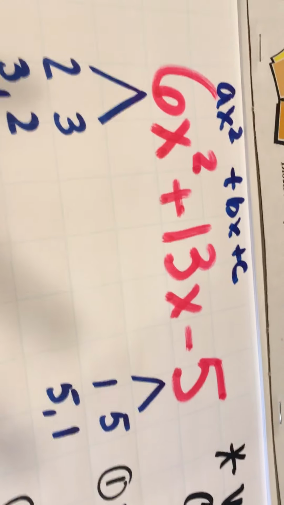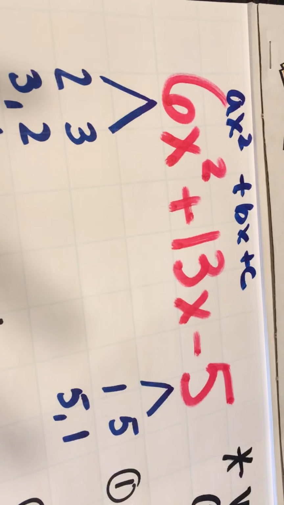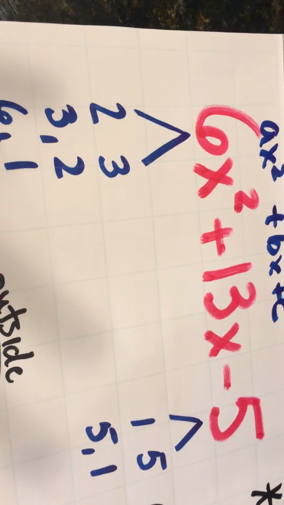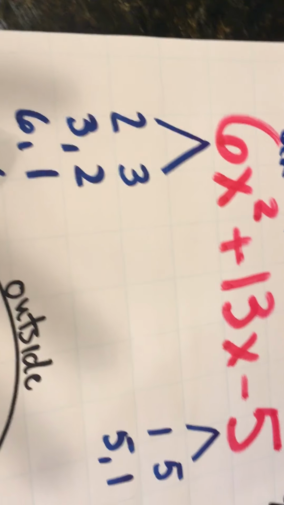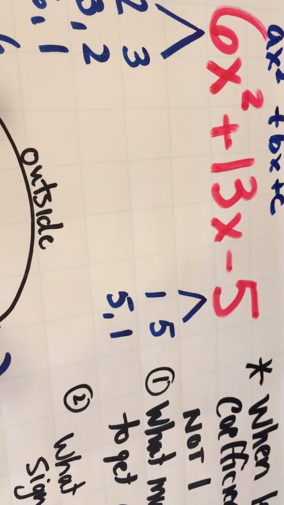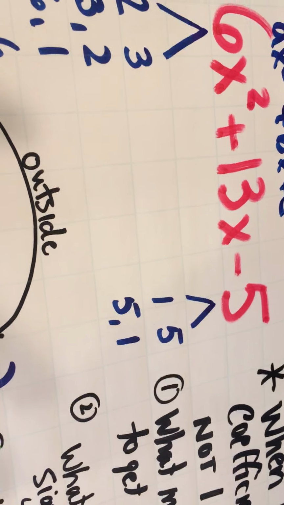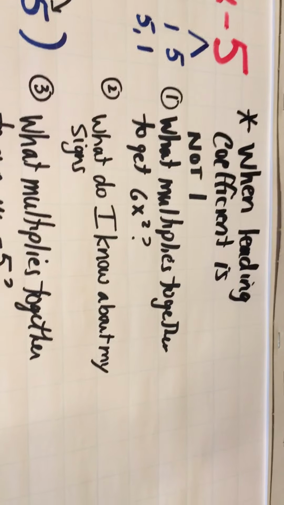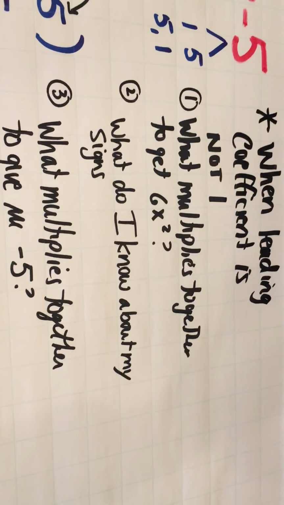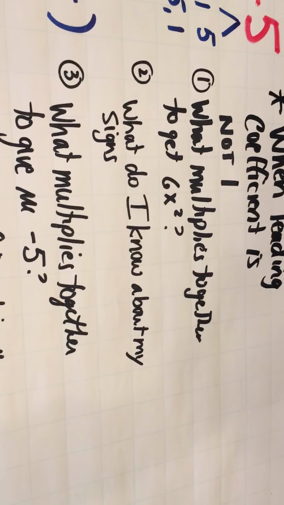Okay, ax squared plus bx plus c. This is when you had an a term that was not 1. So now we have to look at the factors of our a term, 6, which could be 2 and 3, 3 and 2, 1 and 6, or 6 and 1, and the factors of our c term, which are 1 and 5, or 5 and 1. So let's look over here at the steps. When the leading coefficient is not 1, we're saying, what do we multiply together to get 6x squared? We just listed those.